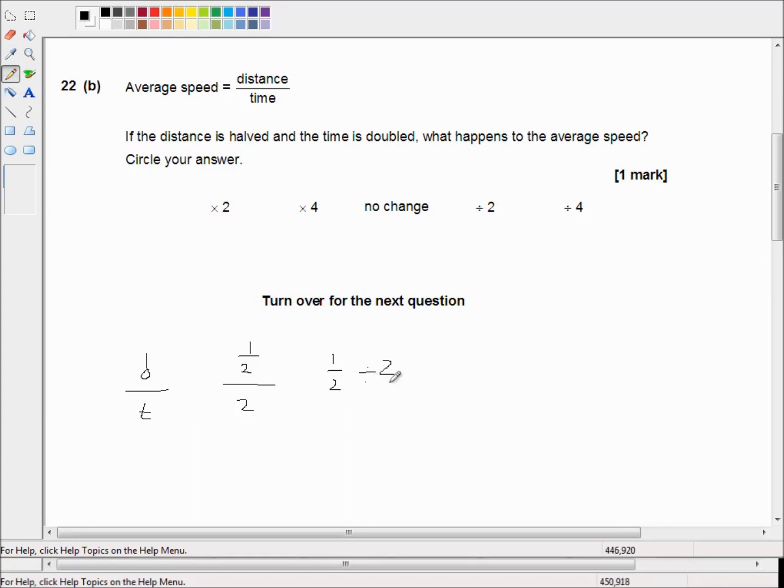We could also do this by saying this is the same as the fraction 1/2 divided by 2/1. And we know that to divide fractions we flip and multiply. So this is the same as 1/2 times 1/2, because the 1 goes on the numerator and the 2 comes down on the denominator. And then to multiply fractions we just multiply the numerator and denominator. So that's just equal to 1 times 1 is 1, 2 times 2 is 4. So that's 1/4. So if the distance is halved and the time is doubled, then the average speed is divided by 4.